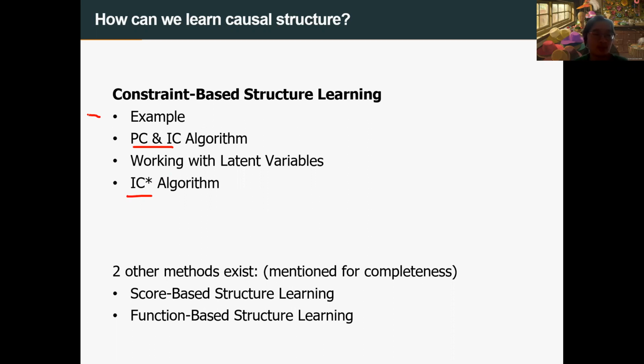For completeness, I want to mention that based on what I've read so far, there are two other classes of methods for learning causal structure, and that's score-based methods and function-based methods. I haven't read too much about them, and I'm not going to cover them, but they're mentioned here for completeness.